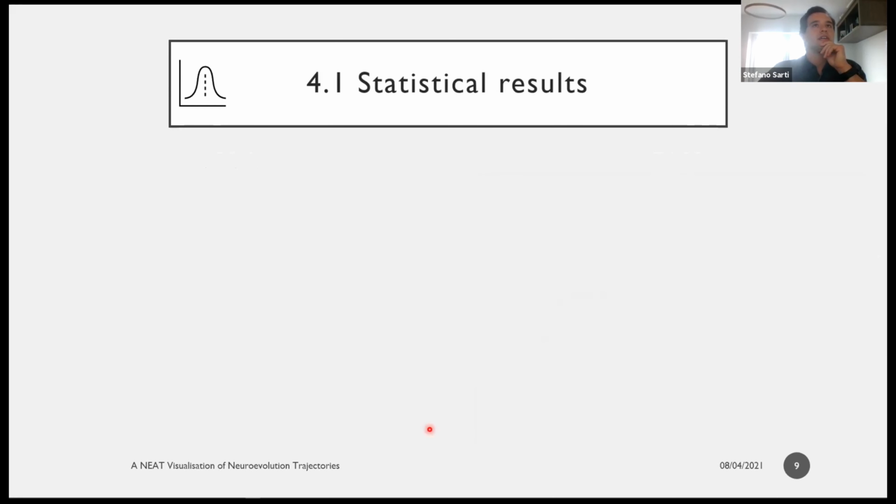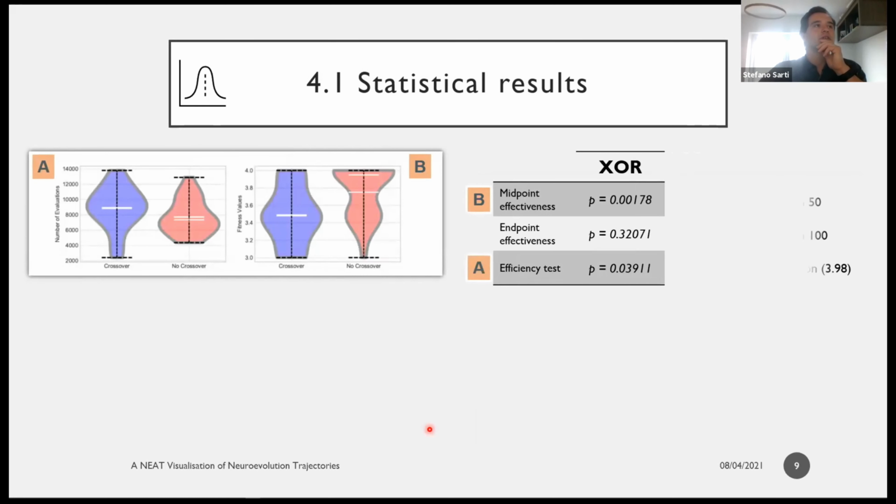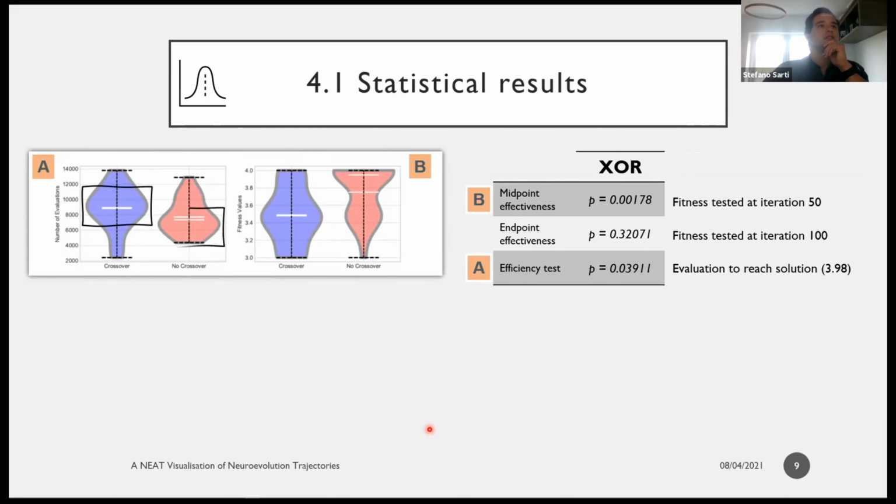So if we look through violin plots, we look at the distribution of these values. A refers to the number of evaluations it takes to reach a solution. We can see that for the no crossover in red, compared to the crossover in blue, there is a higher distribution of values in the lower range of evaluations, meaning that it takes fewer evaluations to reach the fitness threshold.